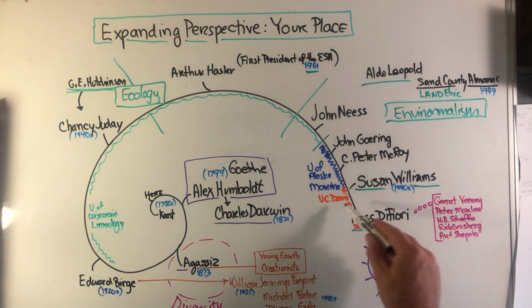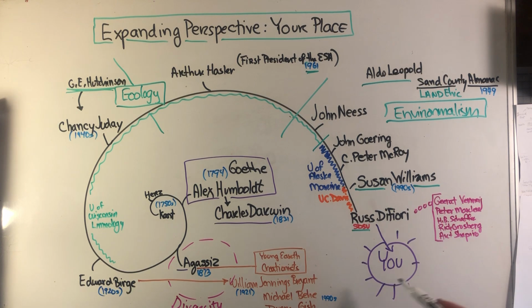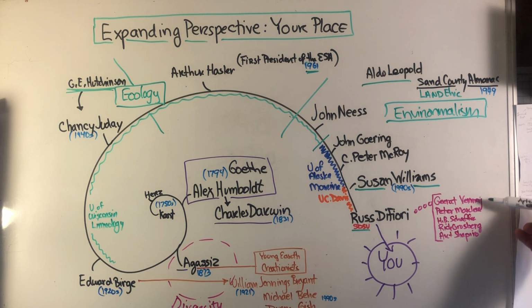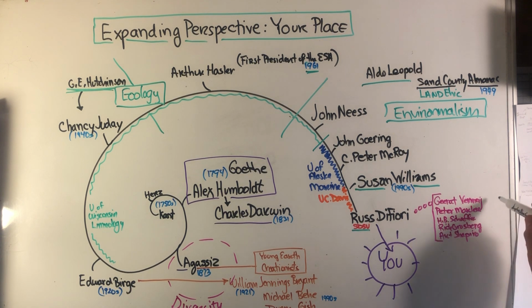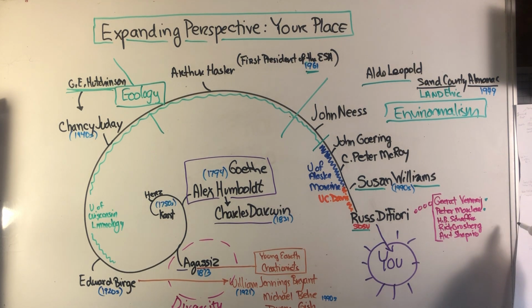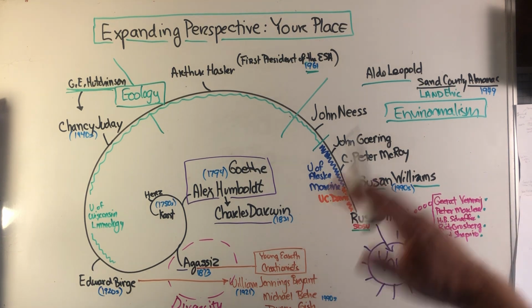Anyways, I did my undergraduate at UC Davis, where Susan Williams ended up. And I had a number of professors there that I did work with. Either independent studies. I did an independent study for Girat Vermeer, Peter Marler. I curated the Zoology Museum for H.B. Schaefer. I did a large intertidal ecology project for Rick Grossberg, and my undergraduate advisor was Art Shapiro. These guys all influenced me as well. So there you go. And you're studying for me, so that's how you fit into this.